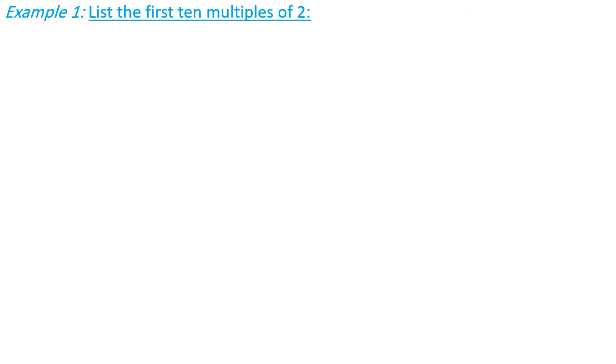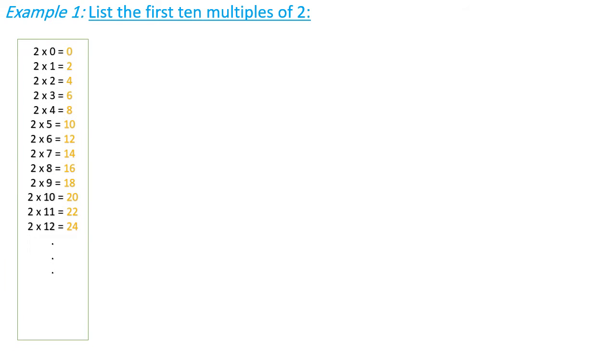Example 1. List the first 10 multiples of 2. Let us check together the multiples of 2. 2 times 0 equals 0. 2 times 1 equals 2. 2 times 2 equals 4. 2 times 3 equals 6. Etc. The multiples are unlimited. They have no ending. You can continue multiplying 2 by 100, 2 by 1000, 2 by 1 million, 2 times any number. Now, what is the first multiple of 2?